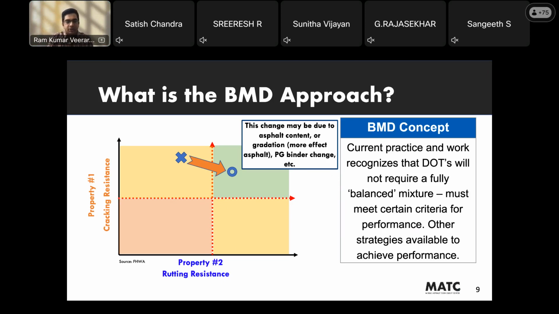So the current practice recognizes that achieving a fully balanced mixture may not always be feasible. It is well known that you cannot have a completely balanced mix that meets both cracking and rutting criteria all the time. So DOTs use various strategies to achieve this performance, acknowledging that some flexibility is needed.